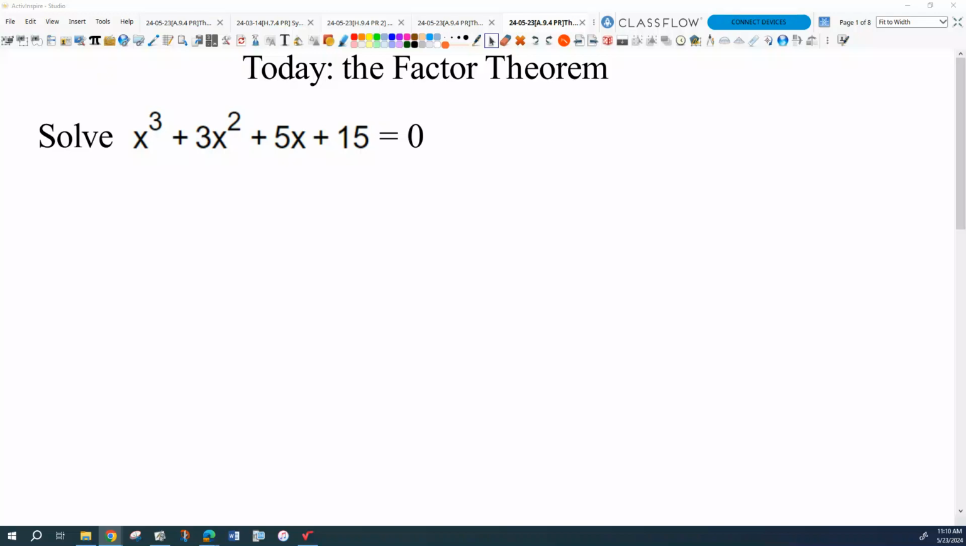Topic, it's a big one. The topic is the factor theorem. Last thing we're going to cover. Very important. It leads into a lot of stuff you do next year.